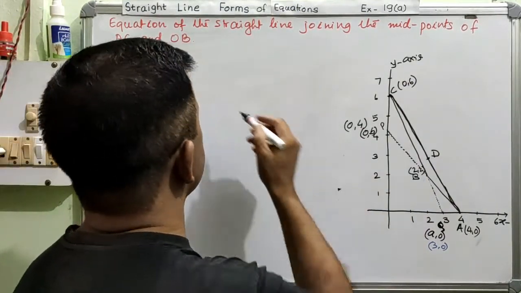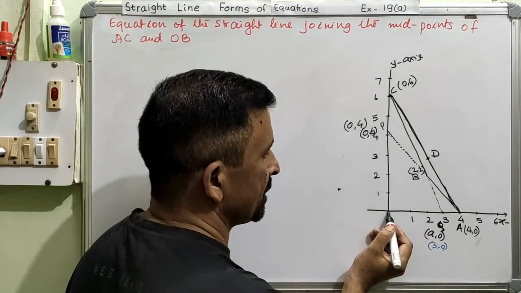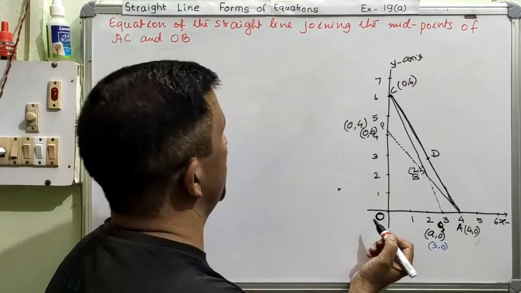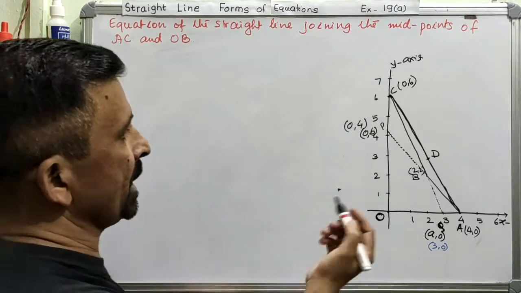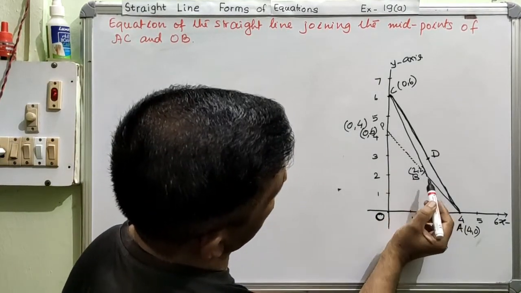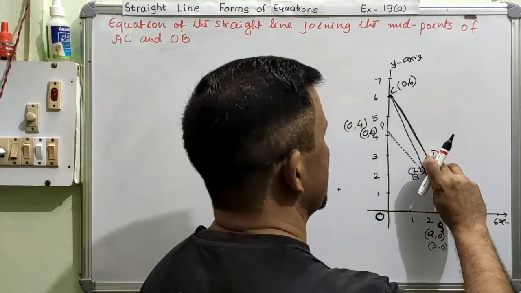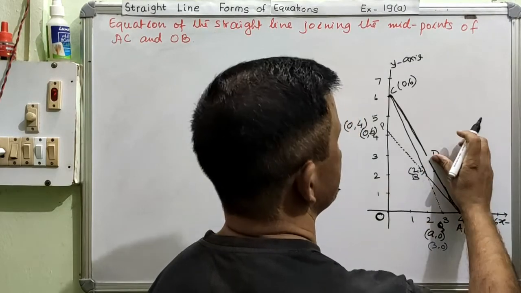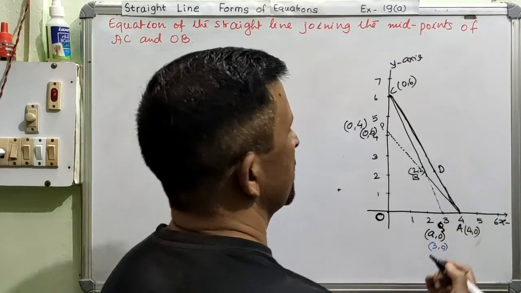Where is OB? O is the origin. And where is the origin? This is your O. And you know what is the coordinate of O? Very good. 0, 0. Now you have to find the midpoint of OB. Where is B? This point is the B. Clear? Maybe let me mark it somewhere here. This is D. Otherwise, we will not be able to get the straight line.